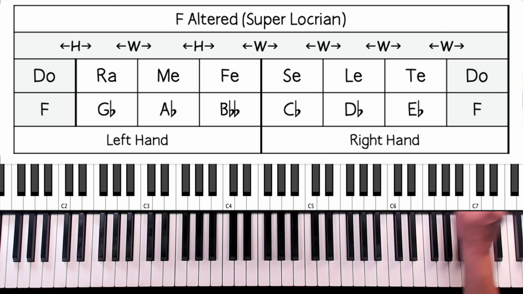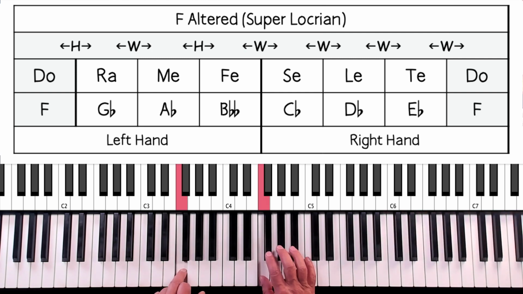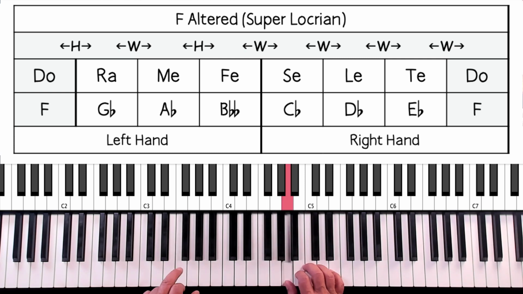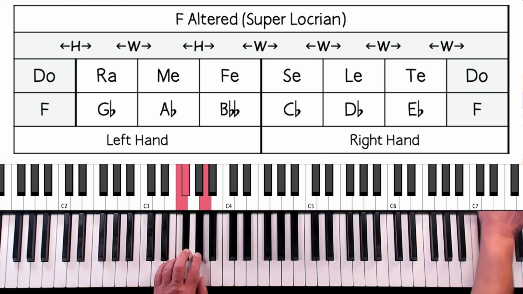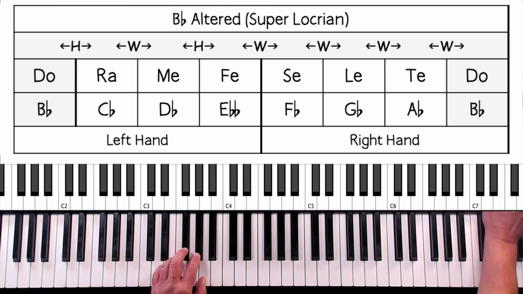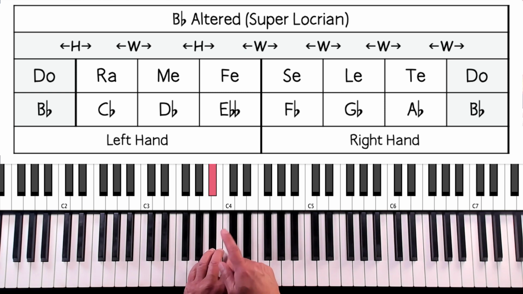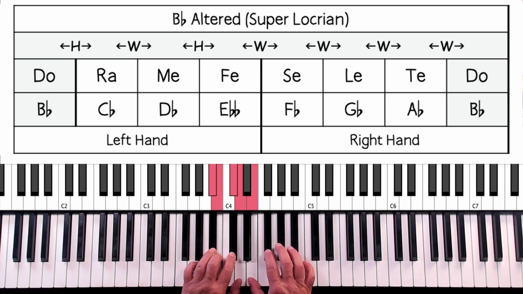And now we're going to move on to F. We're going to do the same. Do, ra, mi, fe, se, le, te, do, all the notes together. And that's our F altered or superlocrian in this case. And we just rest. And we're going to go to B flat. Here we're going to have a double flat. So here we go. Do, ra, mi, fe, se, le, te, do, and together.